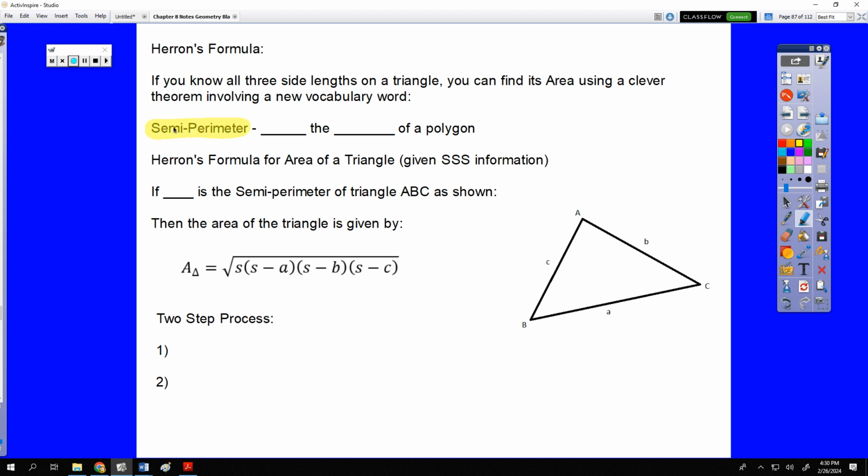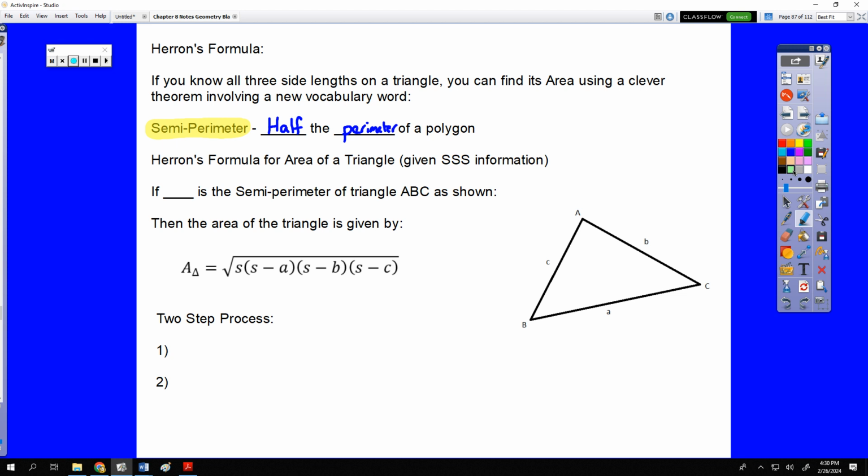So the new vocabulary word is the semi-perimeter. Semi-perimeter is half the perimeter of a polygon. Half the perimeter. Okay, so Heron's formula for area of a triangle.